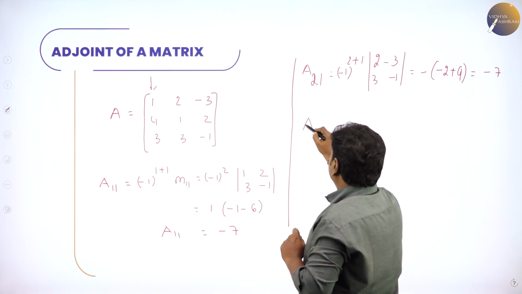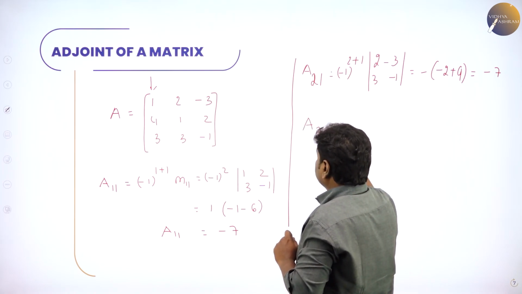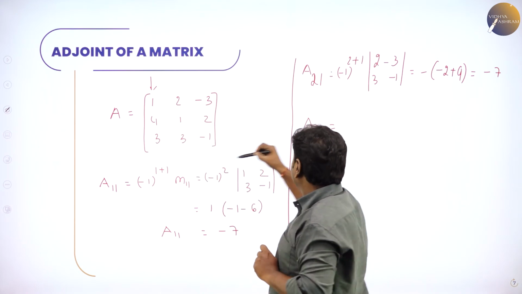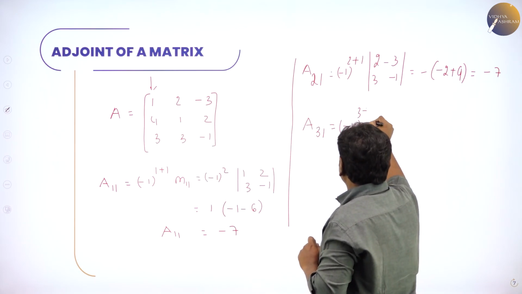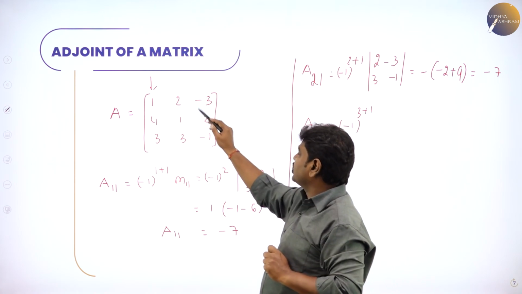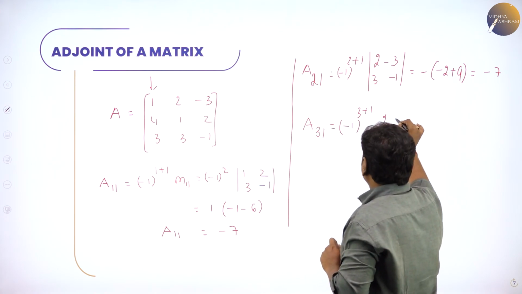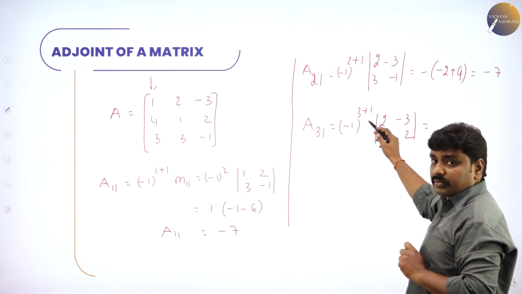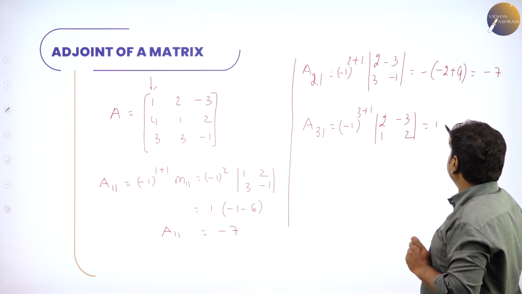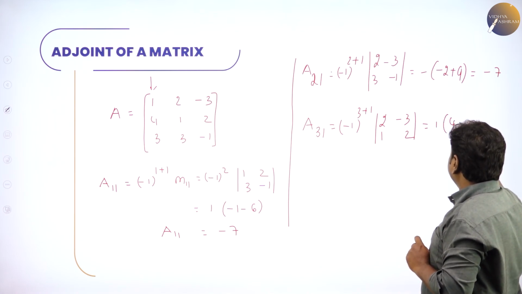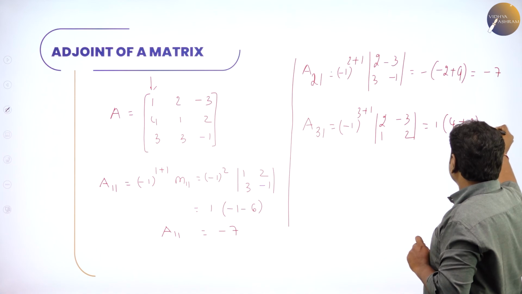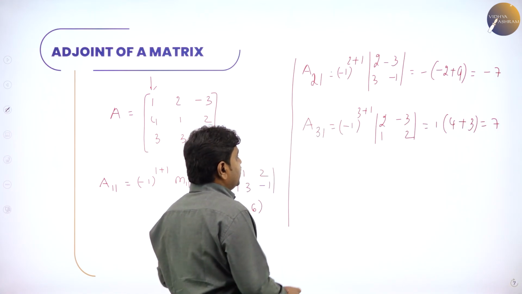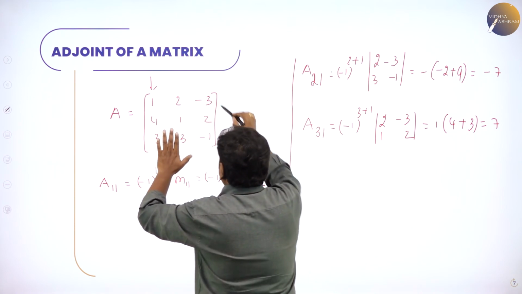Then A31 means I am finding the third row, first element. Leave the third row and the first column. So minus 1 power 3 plus 1 and find the minor. Leaving these, we get 2, minus 3, 1, 2. So 3 plus 1 is 4, minus 1 power 4 is positive 1, and this will become 4 plus 3, which is 7. Now we got A31.